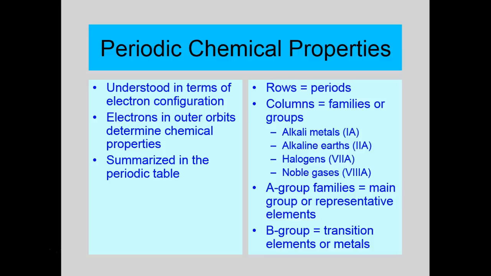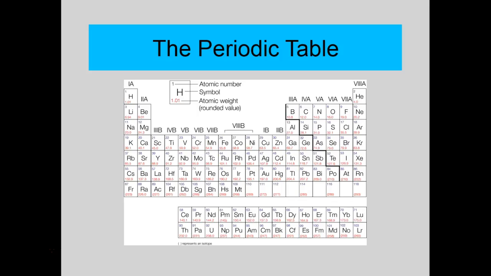Now, it's sort of bizarre that they start with 3B and end with 1B and 2B, but that's just the way they do it. It's helpful to look at the table as you're reading the text or doing this. Now, here is the periodic table. I should have done that rather than hold it.